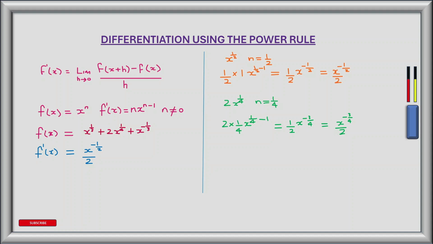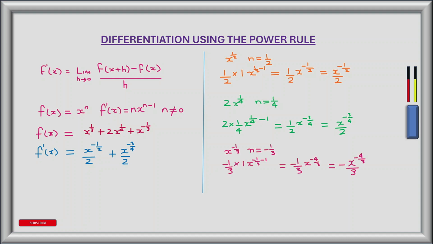So putting all that together, we have 2 times a quarter, which leaves us with a half, multiplied by x to the power of minus 3/4, which is the same as x to the power of minus 3/4 divided by 2. So if we add this latest term into the derivative of f of x, f prime x is now x to the power of minus half divided by 2 plus x to the power of minus 3/4 over 2.